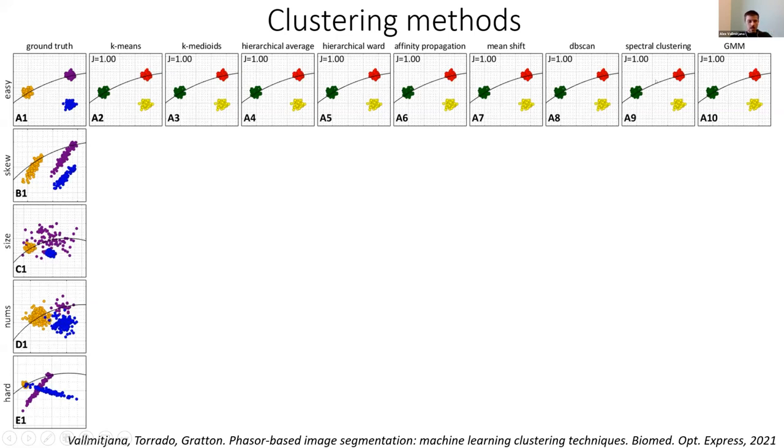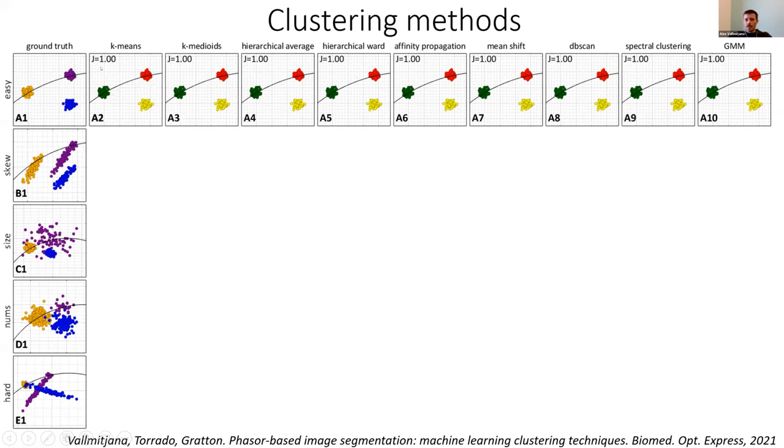Spectral clustering is based on eigenvalue decomposition. And the one that I'm trying to make the case is the best for phasor data, which is Gaussian mixture models, is the last one, in the last column. So, okay, if the data is easy, they all succeed, right?